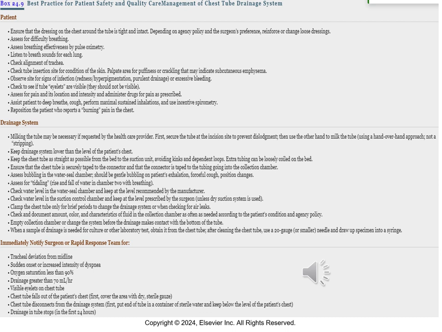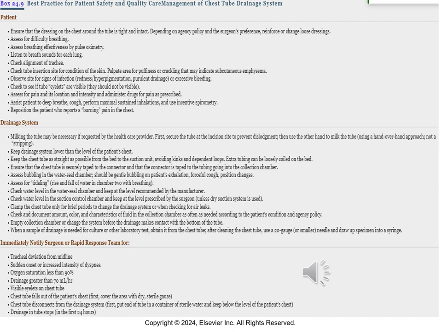You want to keep the drainage system lower than the level of the patient's chest. Keep the chest tube as straight as possible from the bed to the suction unit. You do not want any kinks or dependent loops. Ensure that the chest tube is securely taped. Usually you'll see additional tape connections made around the connector from the drainage system to the patient, and this is to try to prevent air leaks.